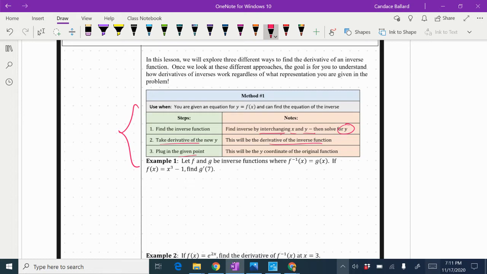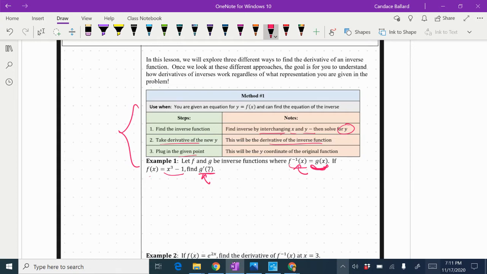So let f and g be inverse functions, where f inverse equals g of x. If f of x equals x cubed minus 1, we're supposed to find g prime of 7. So this is the indicator, hey, g is the inverse, right? They told us that. We need to find the derivative of the inverse. So the instructions are right there, and then we evaluate it at 7.